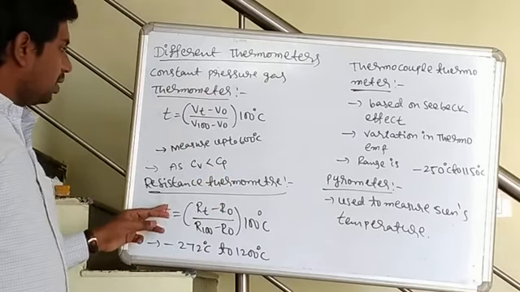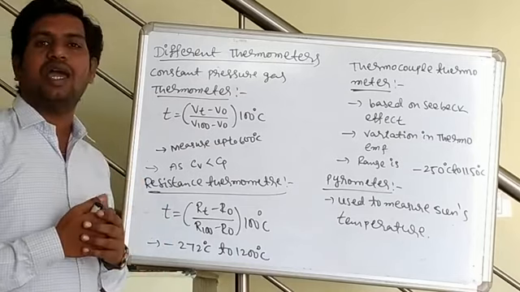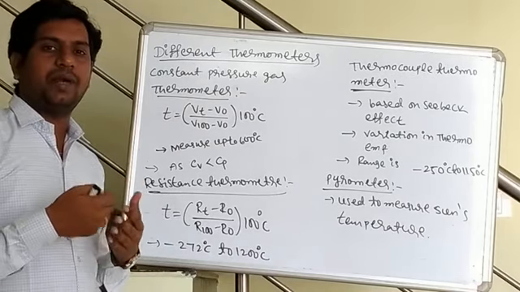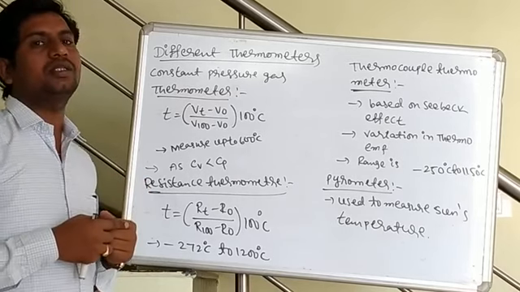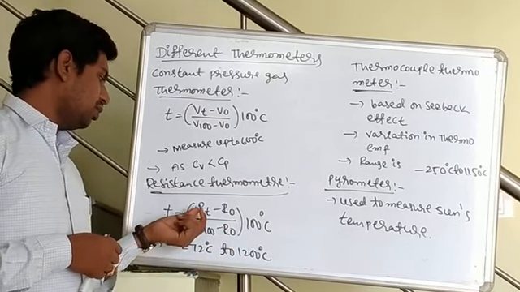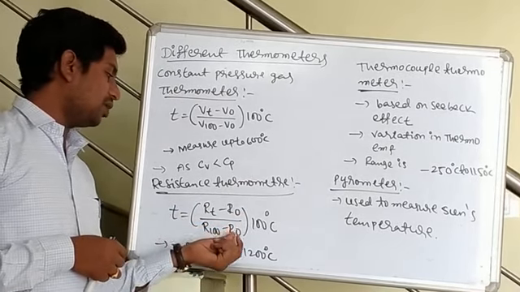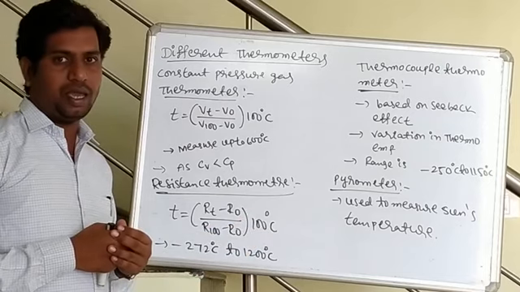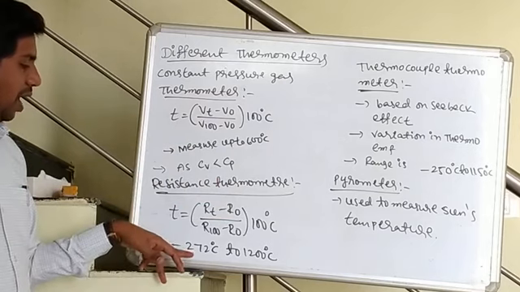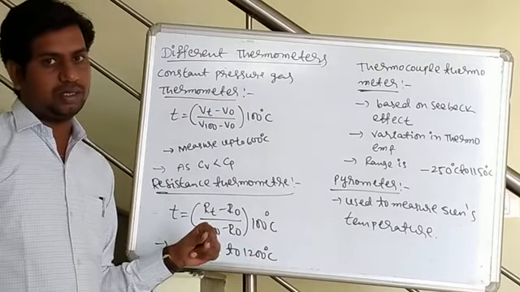The next one is the resistance thermometer. Generally a platinum wire is used for this thermometer, and when the temperature increases, the resistance of the platinum wire changes according to the relation T = (RT - R0)/(R100 - R0) × 100 degrees Celsius. The range of the resistance thermometer is minus 272 degrees Celsius to 1200 degrees Celsius.